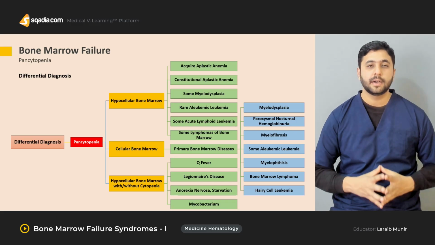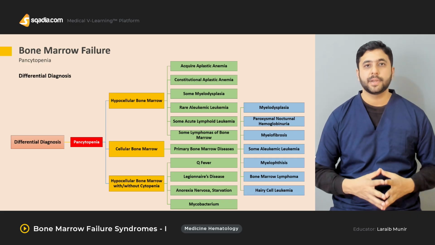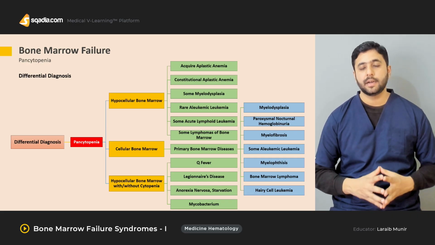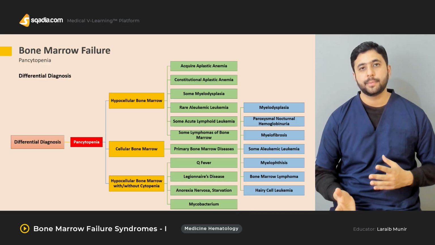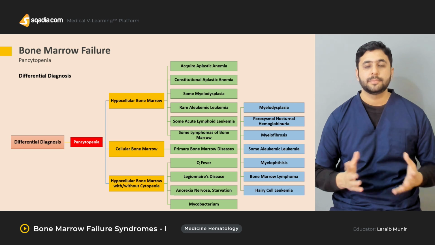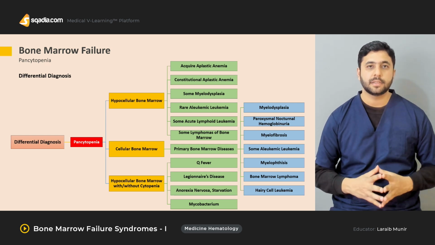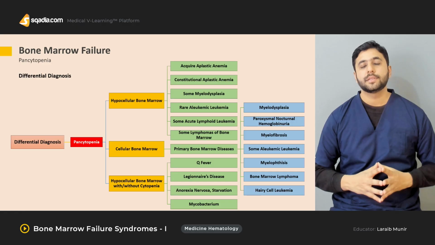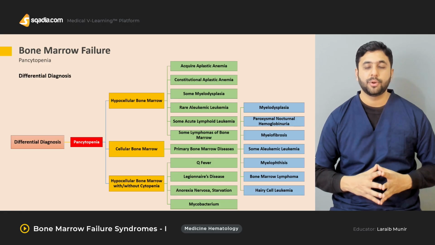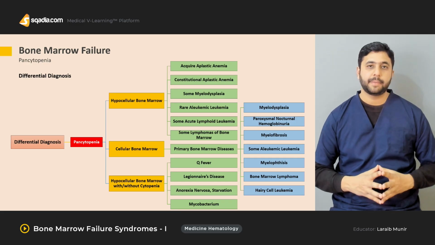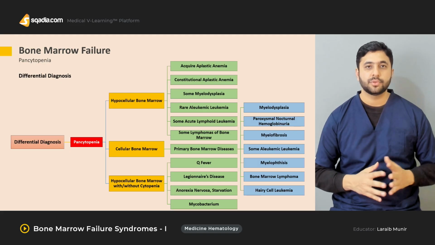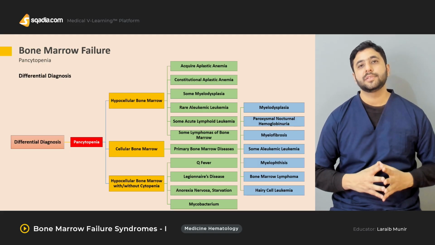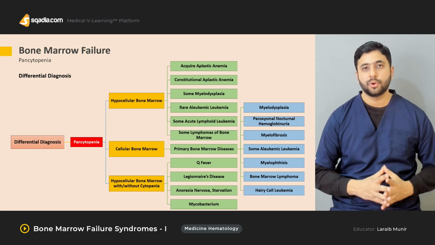And finally, mycobacterial infection, specifically Mycobacterium tuberculosis when it involves the bone marrow, or certain rare mycobacterial diseases like Mycobacterium avium intracellulare, especially in patients with a decreased immune system like HIV patients. They also have a hypocellular bone marrow picture. So whenever we have pancytopenia on the peripheral blood film, it is important to do a bone marrow exam so that we can differentially classify the patients on the basis of their bone marrow picture.